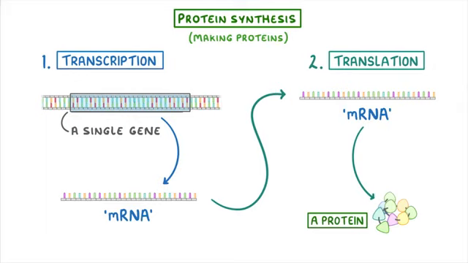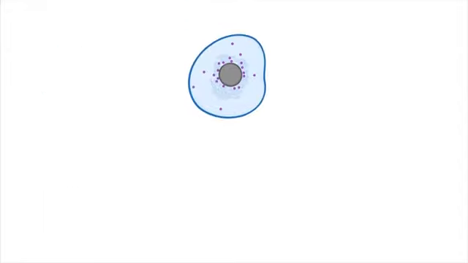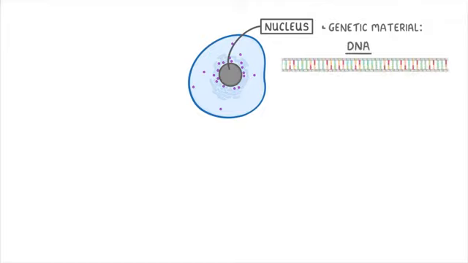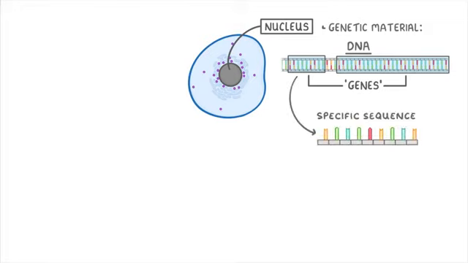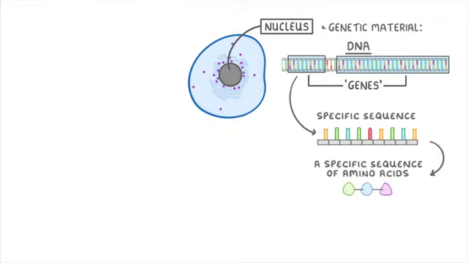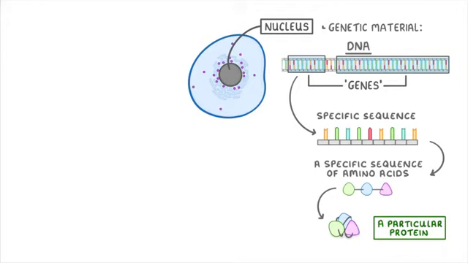Before we go through the details though, we need to look at why we actually need these two steps. Inside almost every cell is a nucleus that contains all the genetic material of that cell in the form of DNA. The reason we say DNA is so essential to life and controls what the cells do is because it contains thousands of genes, which are each small sections of the DNA that have a specific sequence of bases, and so are able to code for a specific sequence of amino acids, which when combined will form a particular protein.